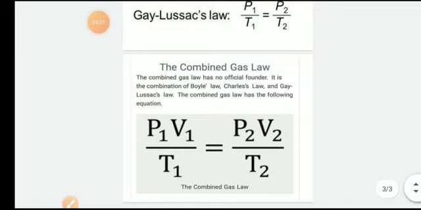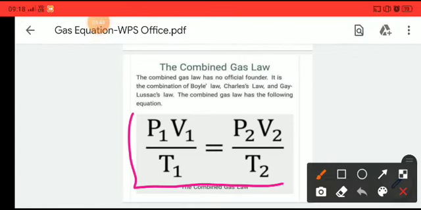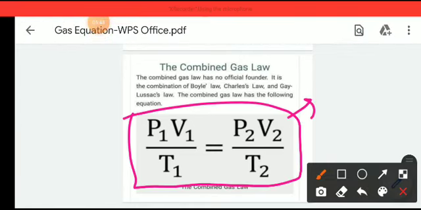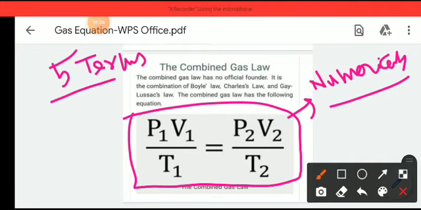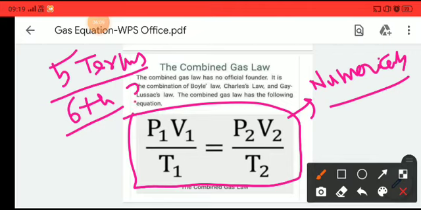This combined gas law equation is highly important for you in respect of numericals. Here there are six terms, that is P1, P2, V1, V2, T1 and T2. If we know five terms of this equation, then we can easily find out the sixth term.